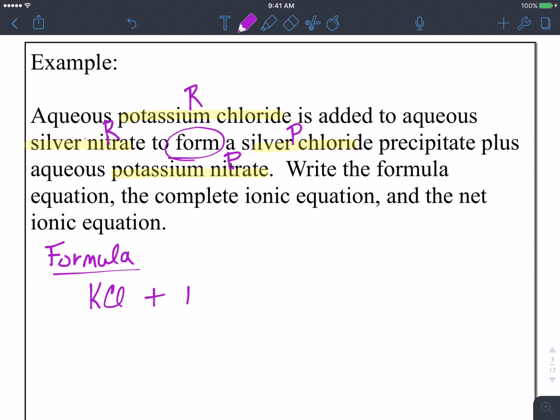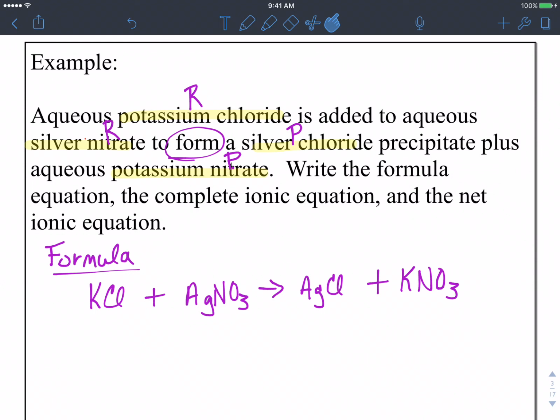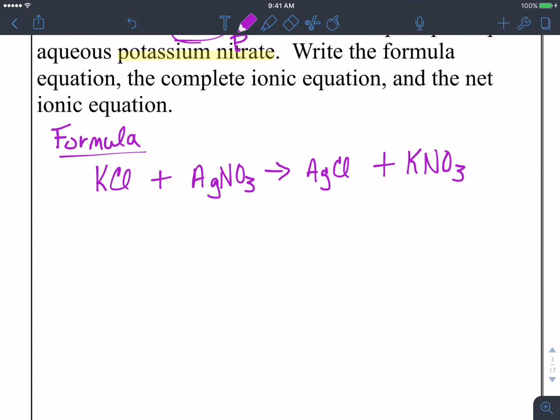If I look at silver nitrate, I get AgNO3. They form, there's my arrow, silver chloride, AgCl, and potassium nitrate, KNO3. Now that is our formula equation. That formula equation is already balanced. We lucked out there, so we don't need to do any more.